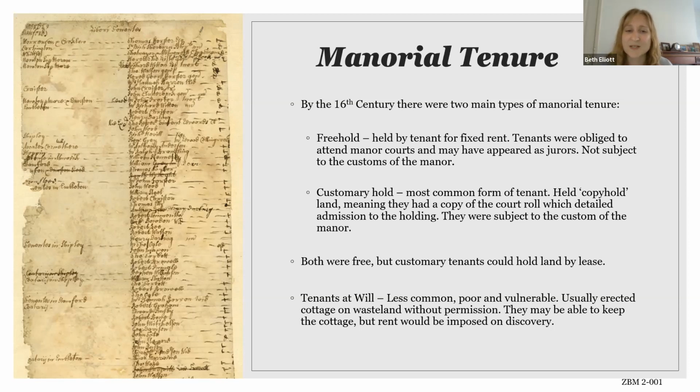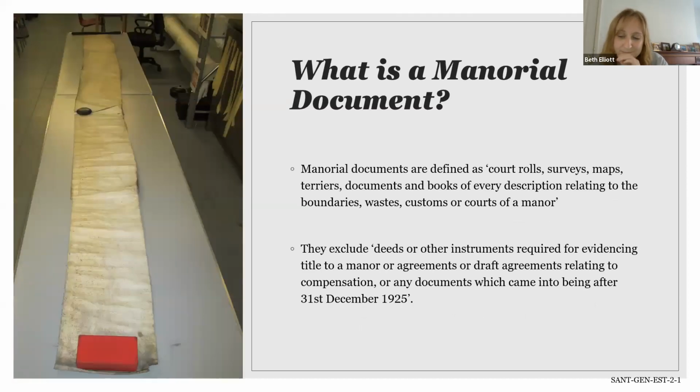It's worth also just mentioning briefly tenants at will. You may spot these, they're less common. But basically this is individuals who've built their building, their home, their cottage on wasteland without permission. So they may be allowed to keep that land, but obviously they'll then be charged a rent. So they may be referred to as tenants at will. But these are the main forms of tenancy that you'll spot within manorial records. And again, we can start to learn quite a bit just from the tenant lists alone.